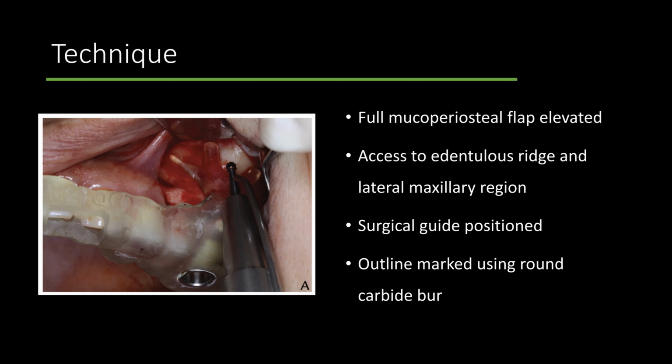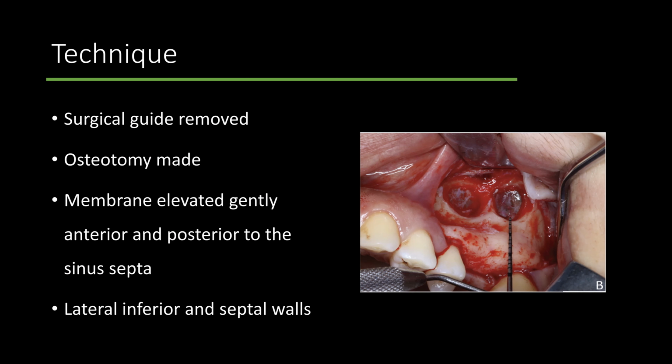The outlines of the lateral sinus windows are marked with a round carbide burr. The surgical guide is removed. The osteotomy window on the lateral wall of the maxilla is made to access the sinus cavity. The Schneiderian membrane anterior and posterior to the sinus septa along the lateral, inferior, and septa walls is gently elevated.